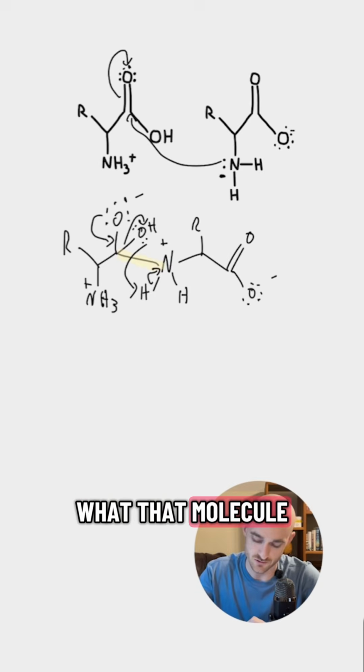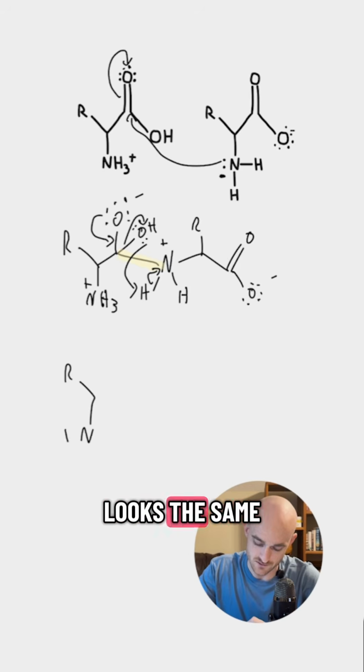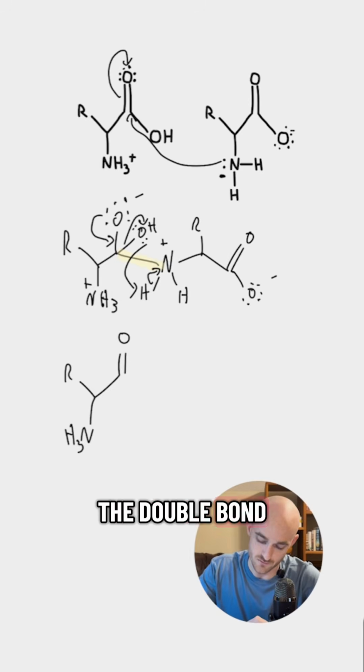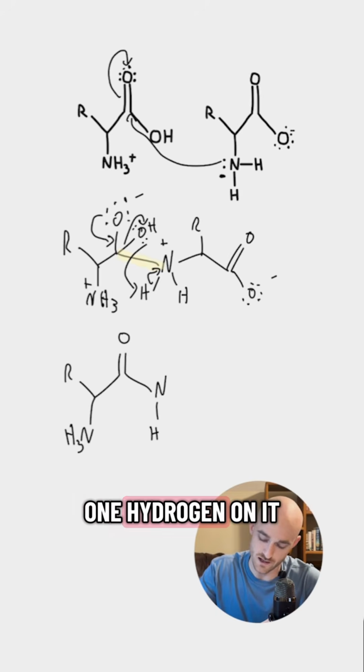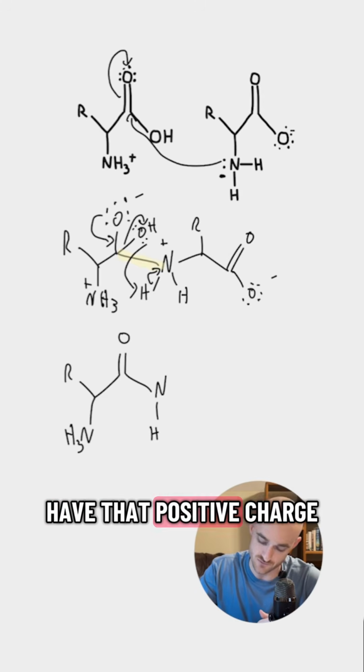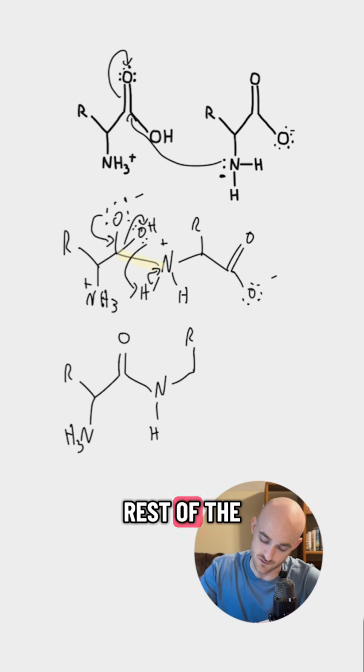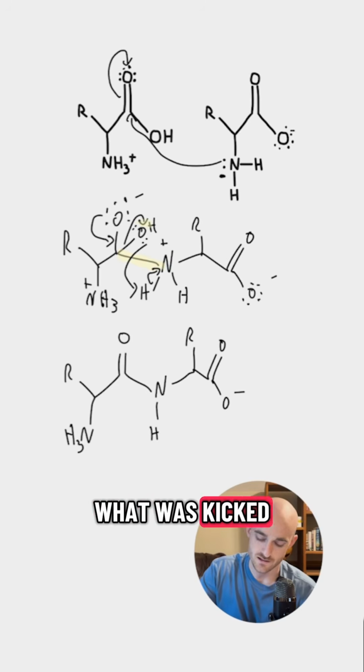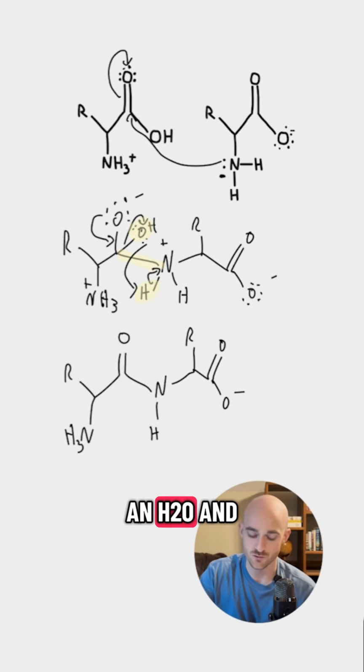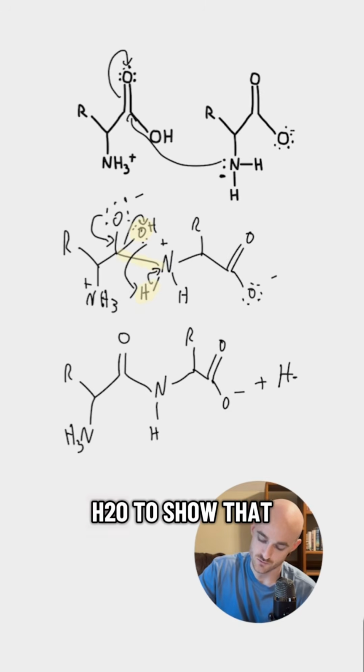So let's see what that molecule looks like. Everything over here looks the same. Now we redraw the double bond for that oxygen, and now it's only bonded to the nitrogen because the OH is gone. The nitrogen now only has one hydrogen on it, so it doesn't have that positive charge, and then we just draw the rest of the amino acid. And notice that what was kicked off was the OH, and then it grabbed an H, so overall we kicked off an H2O, and we'll write plus H2O to show that.